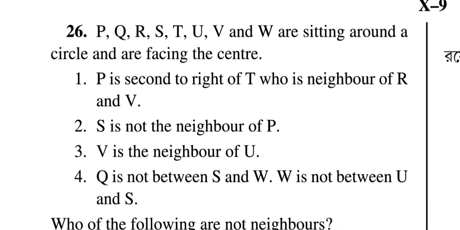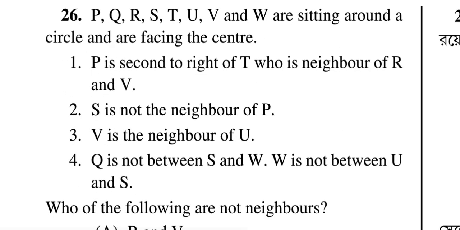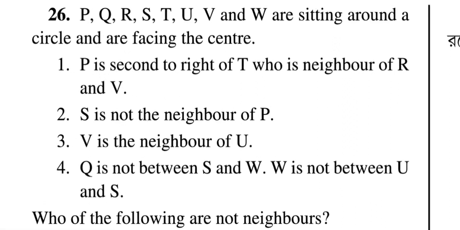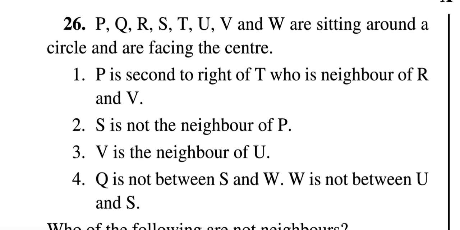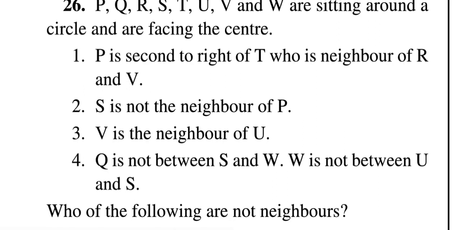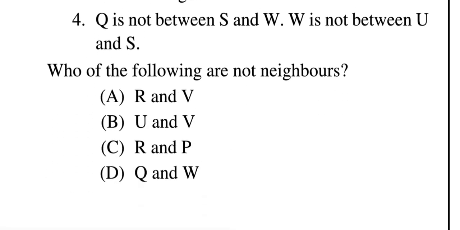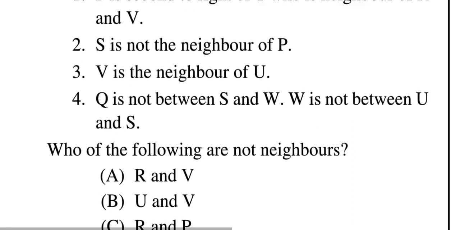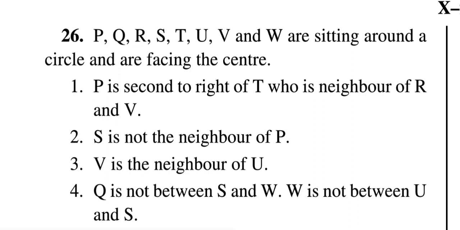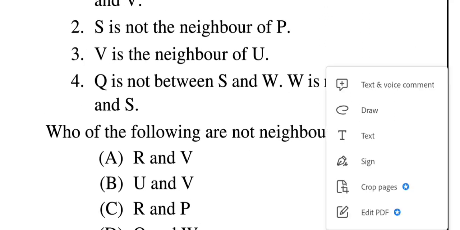Next question, it says P, Q, R, S, T, U, V and W are sitting around a circle and are facing the center. P is second to the right of T, who is neighbor of R and V. S is not the neighbor of P. V is the neighbor of U. Q is not between S and W. W is not between U and S. Who of the following are not neighbors? R and V, U and V, R and P, Q and W. 26, correct answer of this question will be A, that is R and V.